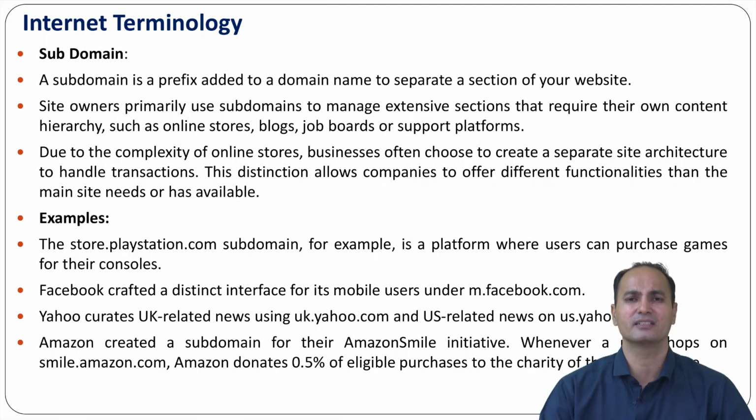If we talk about Facebook, Facebook crafted a distinct interface for its mobile users in the form of m.facebook.com. So it is what? A subdomain. Yahoo curates UK related news using uk.yahoo.com and US related news using us.yahoo.com. So that is also an example of subdomains. Amazon also created a subdomain for its Amazon Smile initiative. Whenever a user shops on smile.amazon.com, Amazon donates 0.5% of eligible purchases to charity. So for such various purposes, organizations are creating subdomains for the benefit of society, their organization, or their customers as well, to simplify their interests.